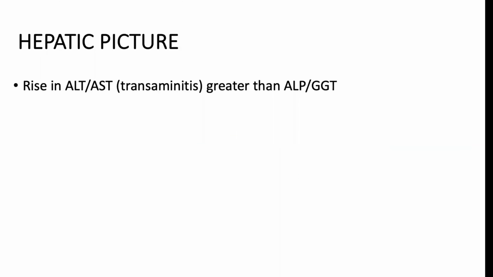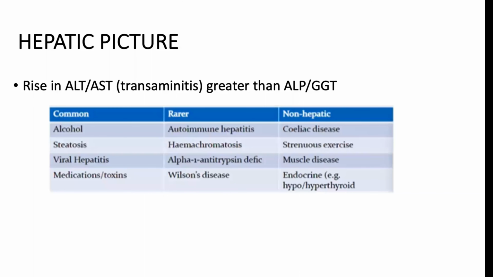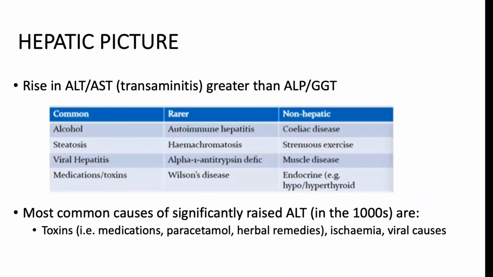So a hepatic picture, as we've discussed, so a rise in ALT and AST, which is known as transaminitis, is typically greater than the ALP and gamma GT. And various causes include the following. So alcohol, steatosis, viral hepatitis, and meds are all really common. And then you've got your other causes. The most common causes of significantly raised ALT are toxins. So that can be things like various medications, herbal remedies. Ischemic damage to the liver can cause ALT to shoot through the roof, as can some viral causes as well.